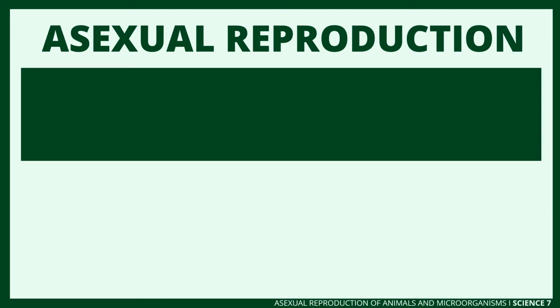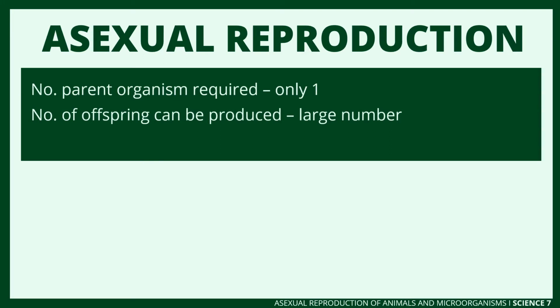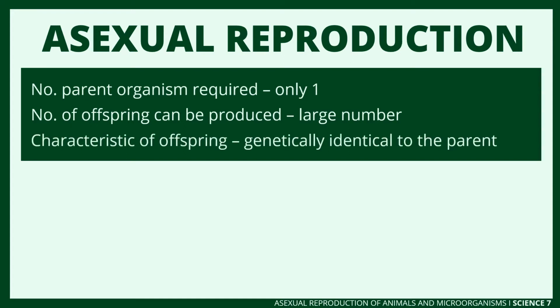Asexual reproduction requires one parent only. The offspring can be produced in large numbers due to rapid reproduction when the condition is favorable. The offspring produced in an asexual reproduction is genetically identical to the parent organism, meaning it has the same genetic makeup as the parent.